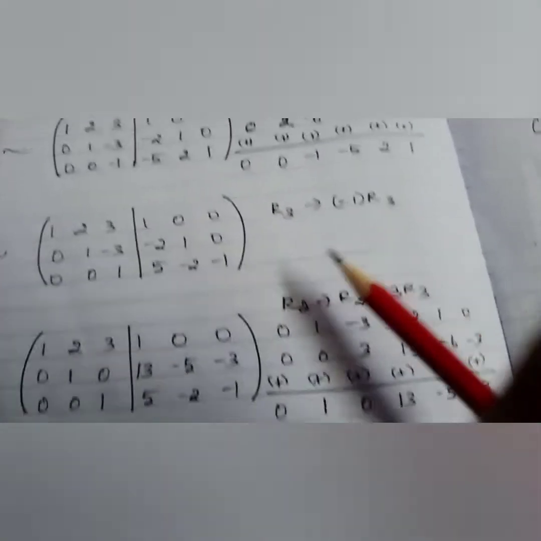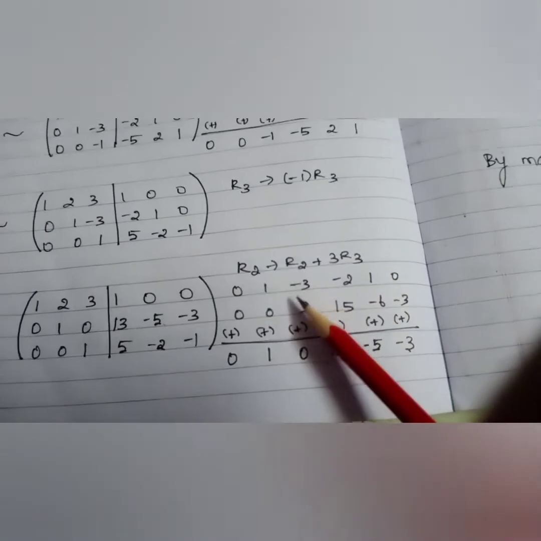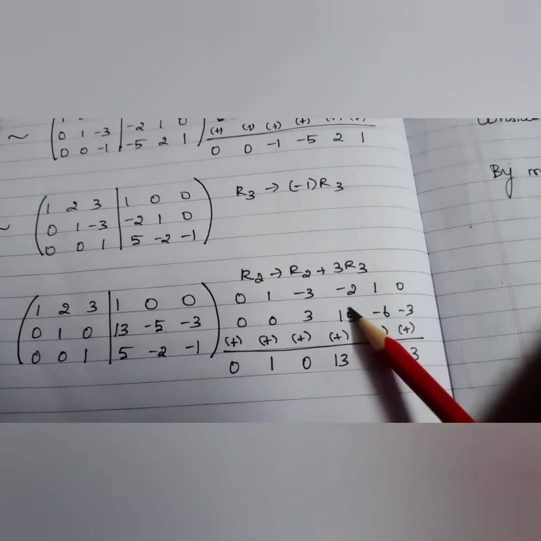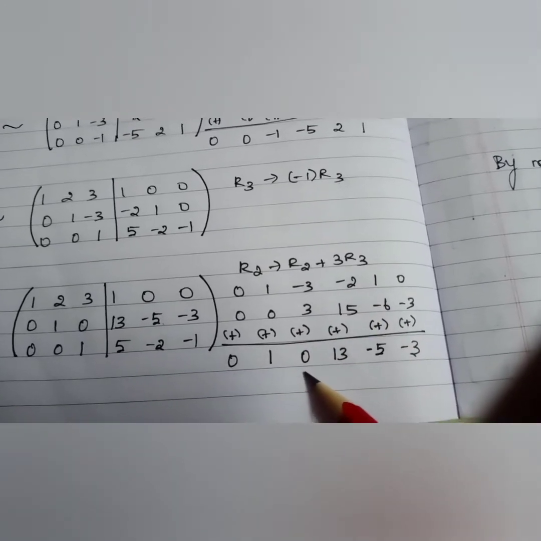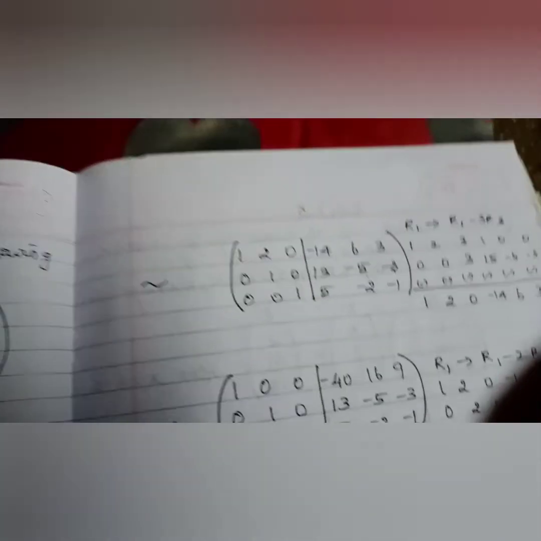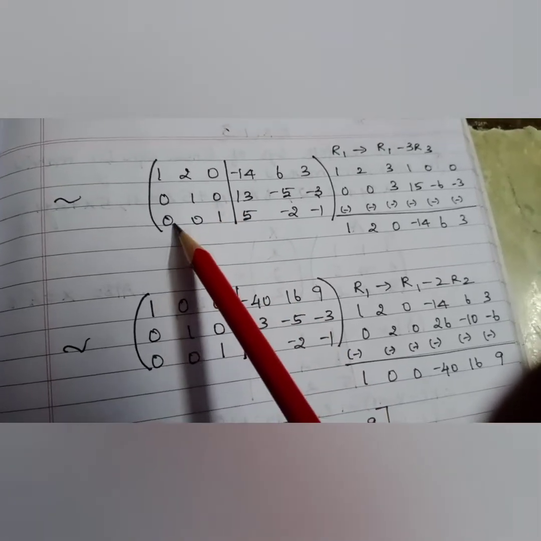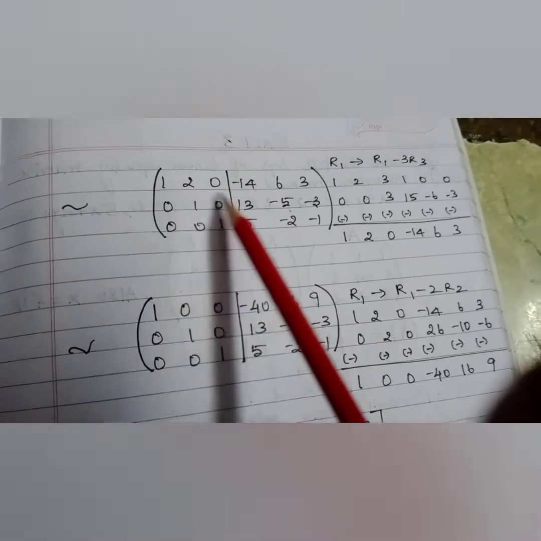Now we will move on to the second row. R2 implies R2 plus 3R3. So R2 we will write as it is and R3 will be multiplied by 3, change the sign, and we got the new R2 as 0 1 0, 13 minus 5 and 3. Now we will move on to R1. So somehow we got R2 as 0 1 0 and R3 as 0 0 1. Now the pending one is R1.